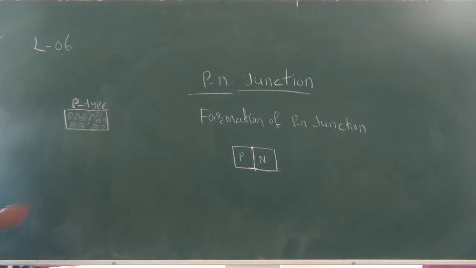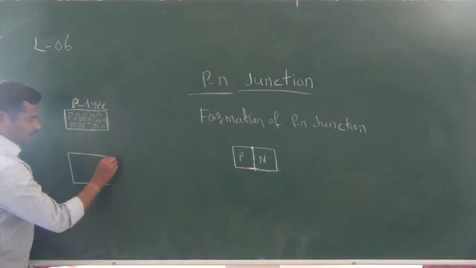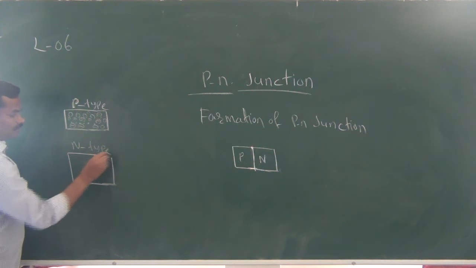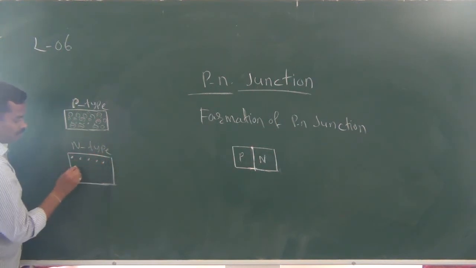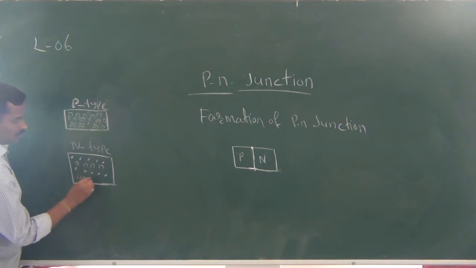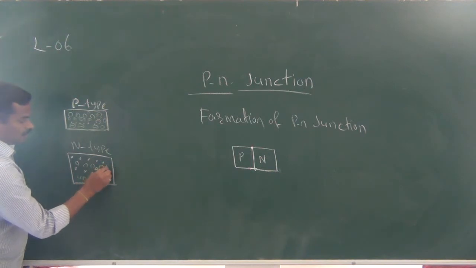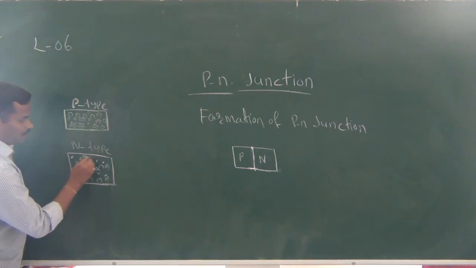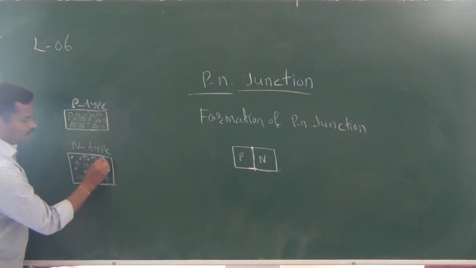And similarly, for your n-type semiconductor, what is there inside that? No doubt, the electrons are the majority carriers. And also we have some holes. And also we have the immobile positive ions. Why do we have immobile positive ions? Because of the added impurity, arsenic or phosphorus, that acts as an immobile positive ion.